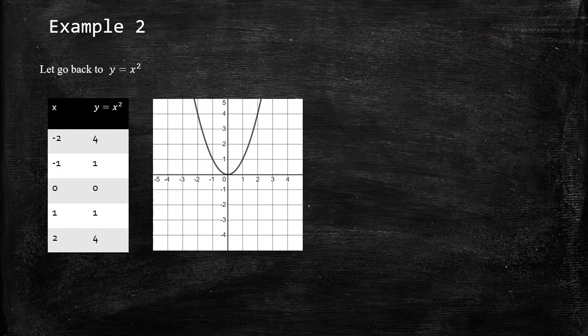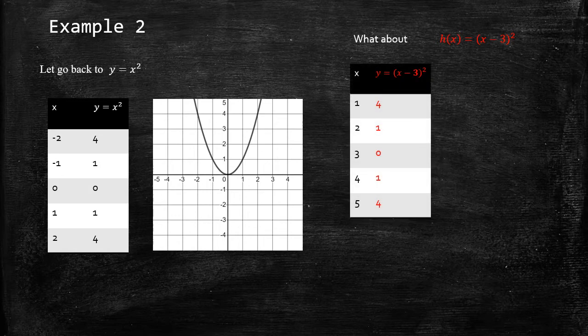Okay, so again, back to our parent function y equals x squared. Now we're going to look at the function h of x, which is x minus 3 quantity squared. So this time when I picked my x values, I started with 1 and went up from there, because inside the parentheses I wanted to get a negative 2. So I knew if my x value was 1, 1 minus 3 would get me to negative 2.